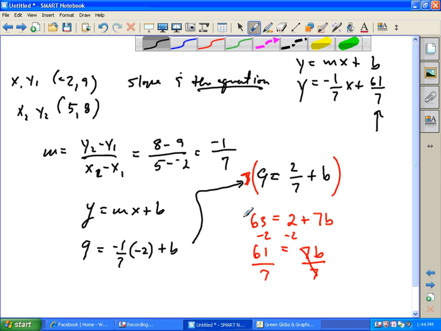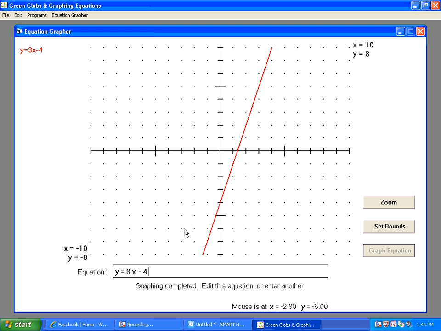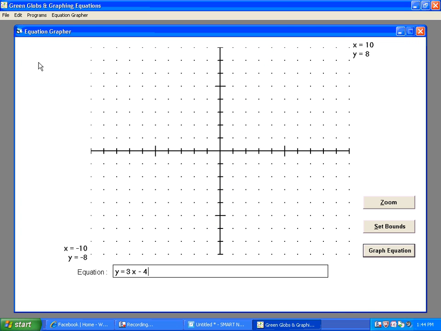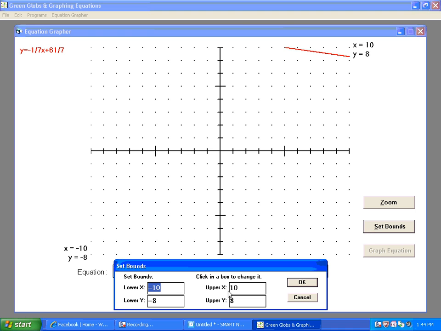Let me use my Green Globs to graph this. I'm going to remove that. And we're going to put y equals, what was it, negative 1/7 x plus 61 over 7. Oh, and it's off the screen. So let me zoom out. Since I'm going to be up here in the top quadrant for the most part, I'm going to change this to negative 5.